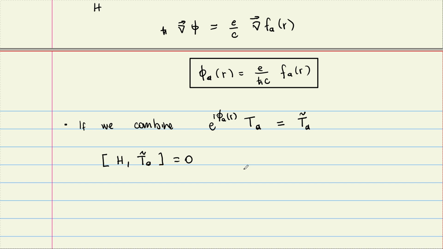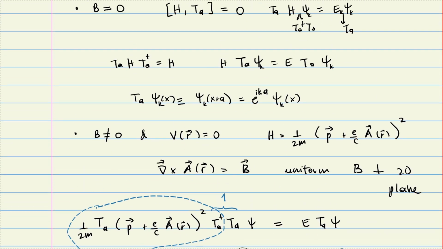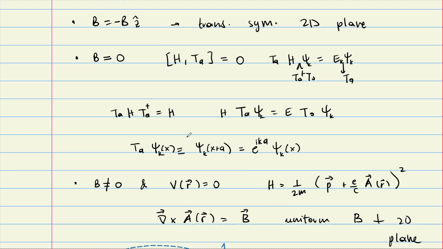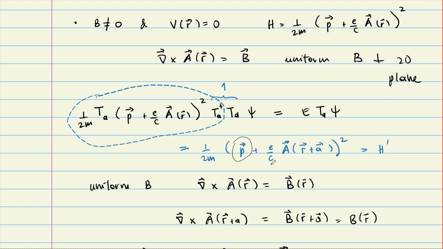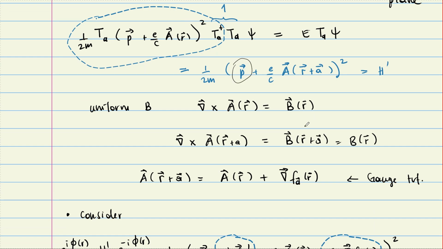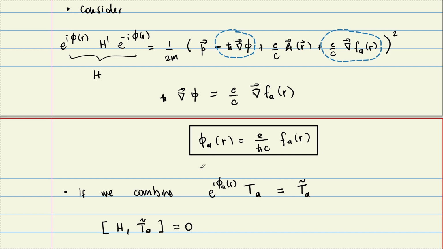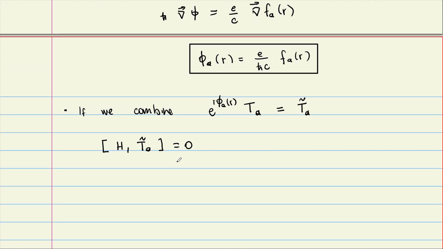So initially, when b was non-zero, h and t were not commuting because there was a shift, and this shift was related to a gauge transformation. But now with this additional phase, it seems like I have a t tilde which commutes with the Hamiltonian. Now can I just immediately apply Bloch theorem, or is there anything else I need to check? This is one of the tricky questions that we have to be aware of. So this is not sufficient yet.